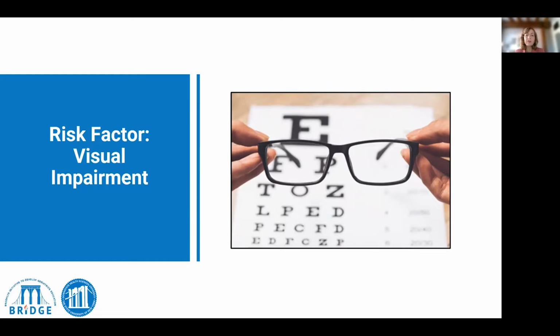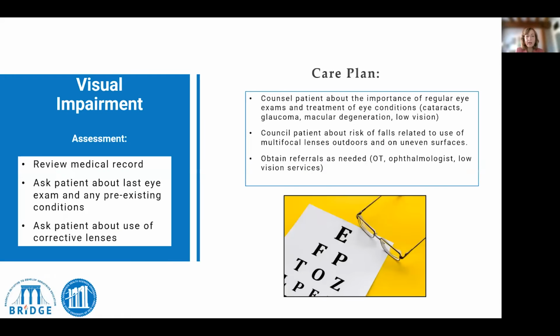Visual impairment also increases risk for falls. In terms of the assessment, it's important to encourage regular eye exams and to ask patients about corrective lenses. We counsel patients about the importance of the regular eye exams, about the importance of not wearing multifocal lenses, for example, outdoors or on uneven surfaces. That's a very common reason for people to fall. And then, of course, making referrals as needed.